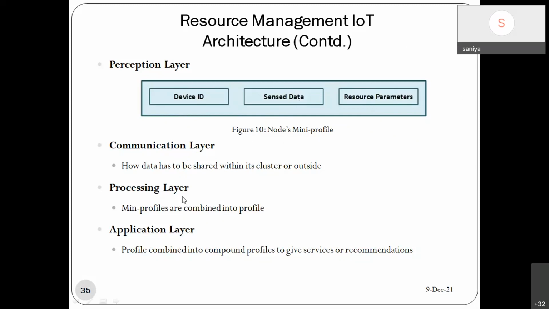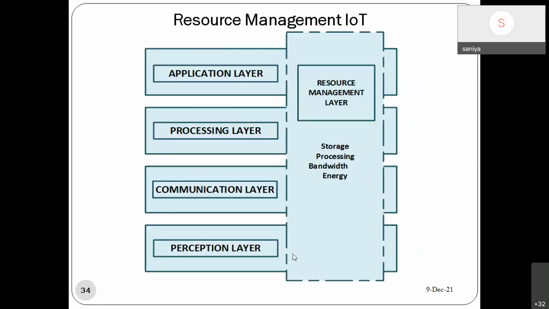For a patient, we can have IoT devices, and if there are n IoT devices attached to the patient, we can have a number of mini profiles, and these mini profiles can be combined into a patient profile. Then these patient profiles can be combined at the cloud level, and we can have a huge patient community. I'm just giving you the example of healthcare with respect to this architecture. At the application layer, when you have different profiles, you make the community and can give recommendations accordingly. There is a resource management layer which takes care of all these layers.